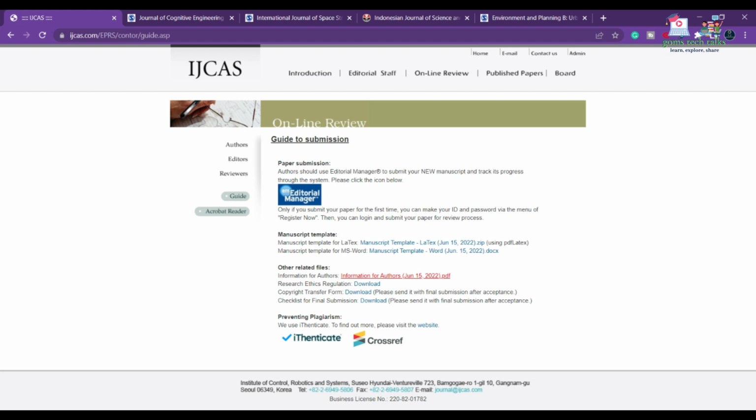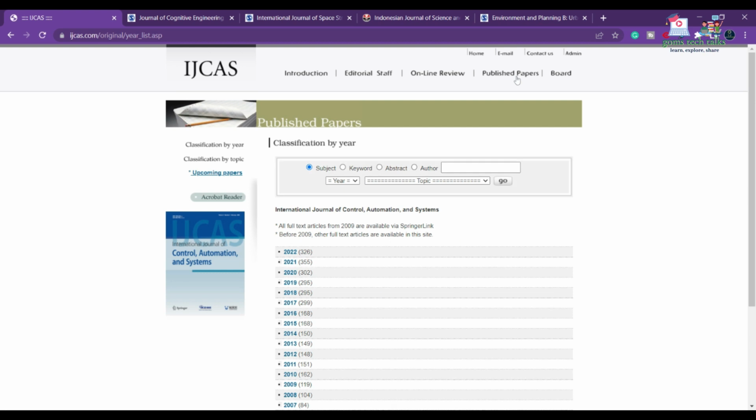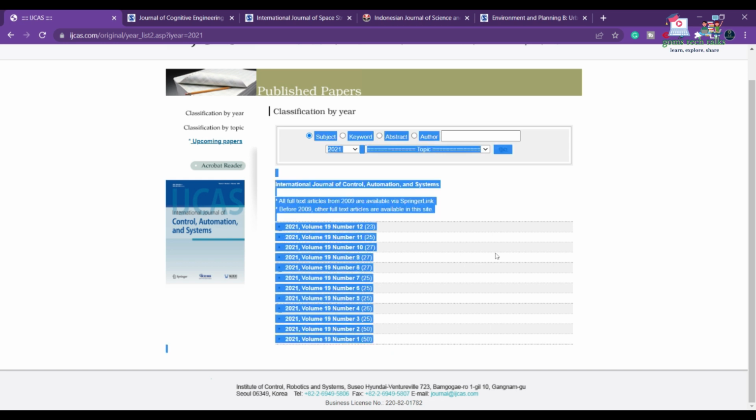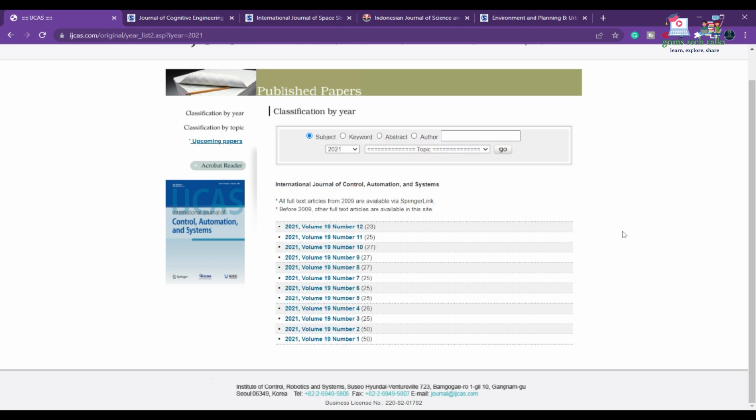And if you want to know the frequency, if they haven't mentioned it directly, you can check in the archives or in the published papers. So we will just click on 2021. You can see this is 12 issues per year. So of course you will get an immediate response from them. Immediate in the sense, not within 1 hour. For review they will take at least 1 week to 10 days, so please wait for that.